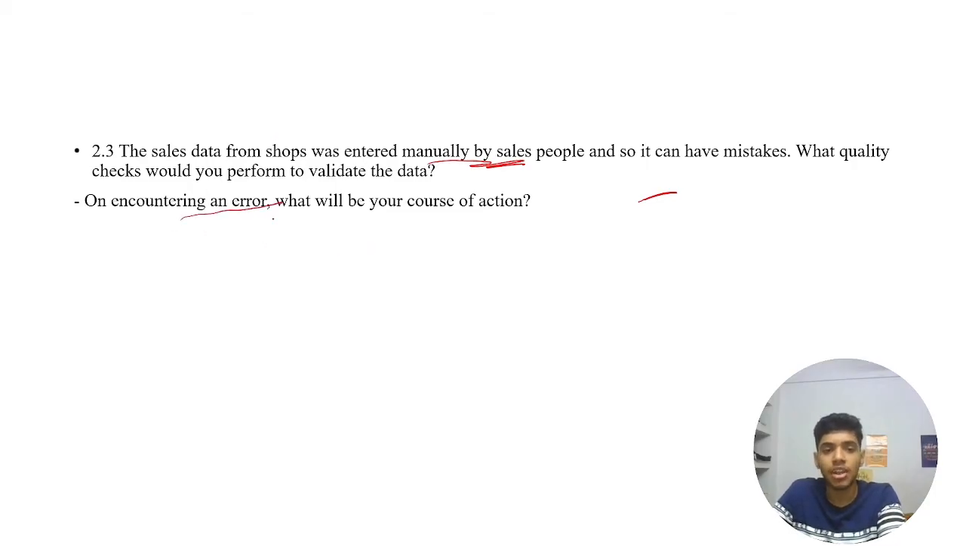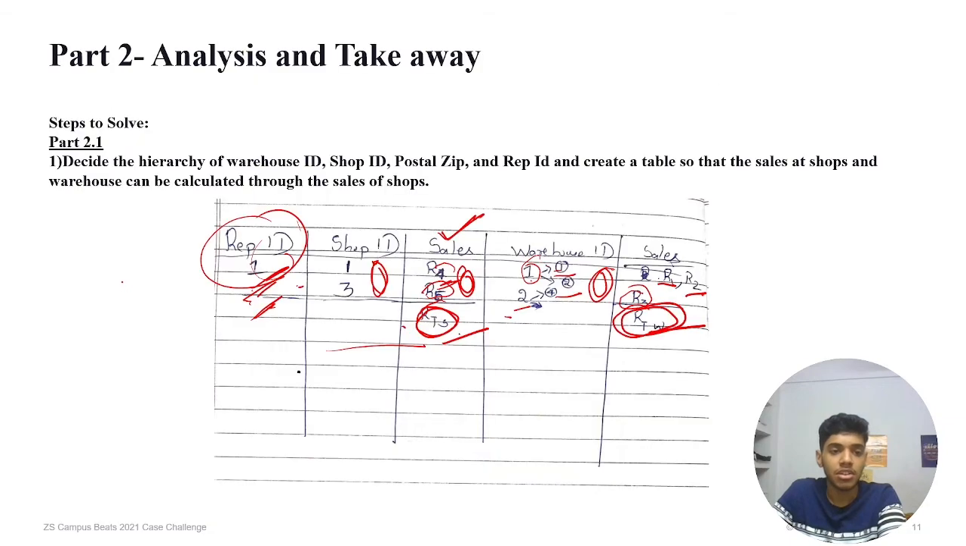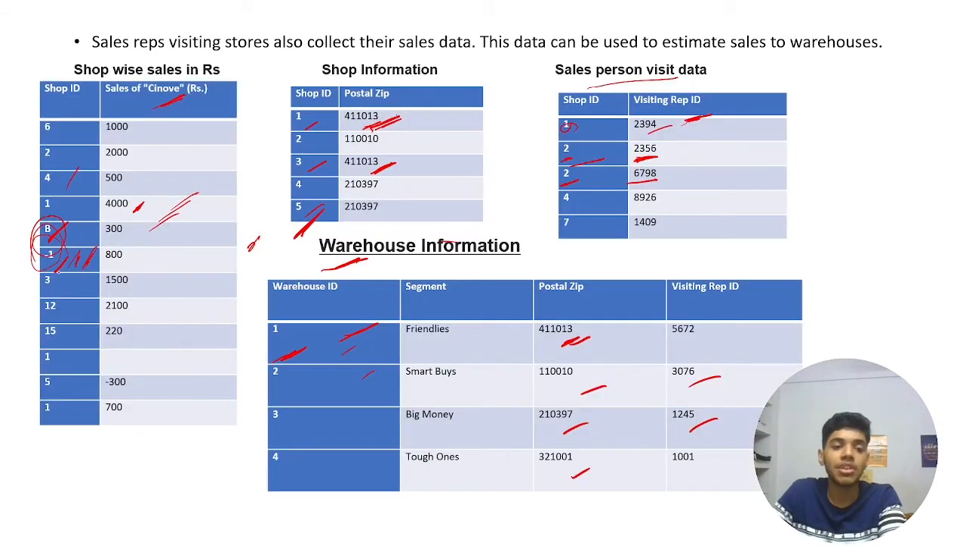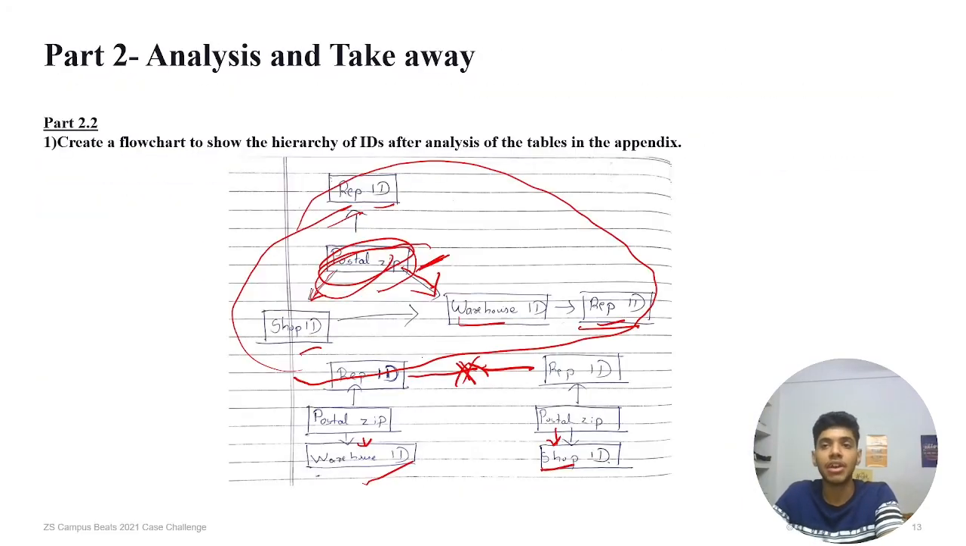Here I have already answered this: on encountering an error, what will be your course of action? When we encounter this error, maybe after doing our quality checks there are still some errors. So what we can do is call the salesperson who went to that shop ID and was keeping the data, and give them warnings. I'm not saying that we are going to decrease their salary or cut their money. We can give them warnings, and a policy that after 3 warnings, their salary will be reduced. By that, their efficiency will also increase for the company. So this was my solution for the quality checks to rectify these mistakes.